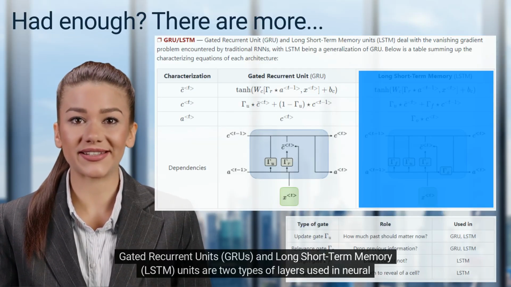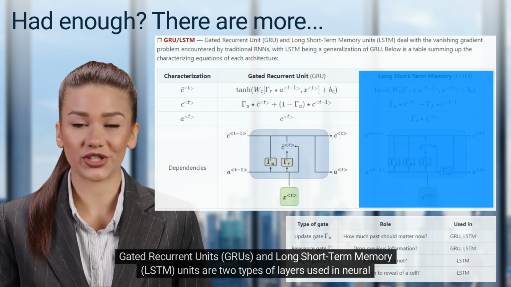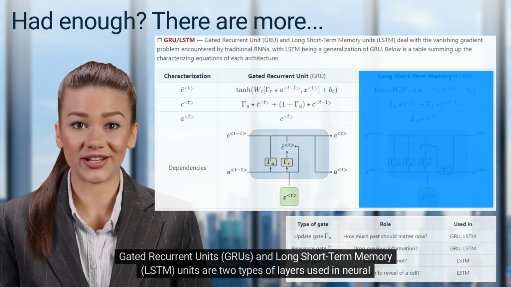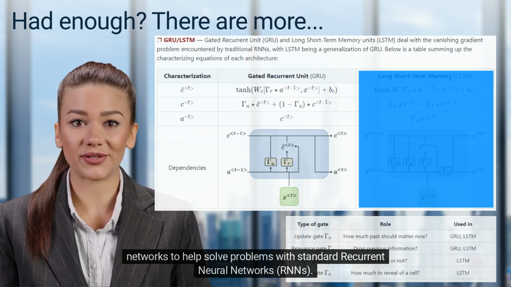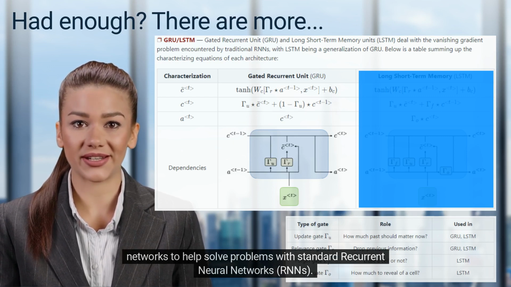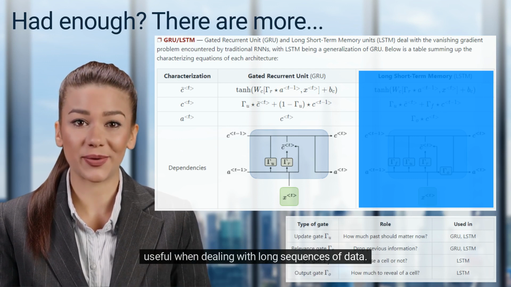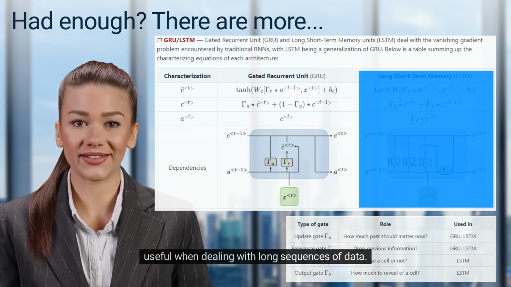Gated recurrent units, GRUs, and long short-term memory, LSTM, units are two types of layers used in neural networks to help solve problems with standard recurrent neural networks, RNNs. They're both designed to help the network remember information for longer periods of time, which is particularly useful when dealing with long sequences of data.